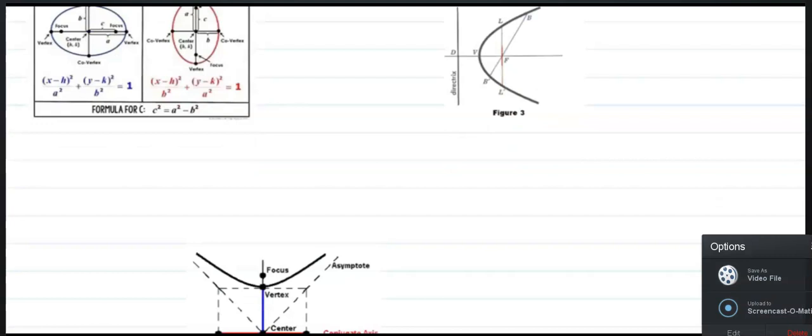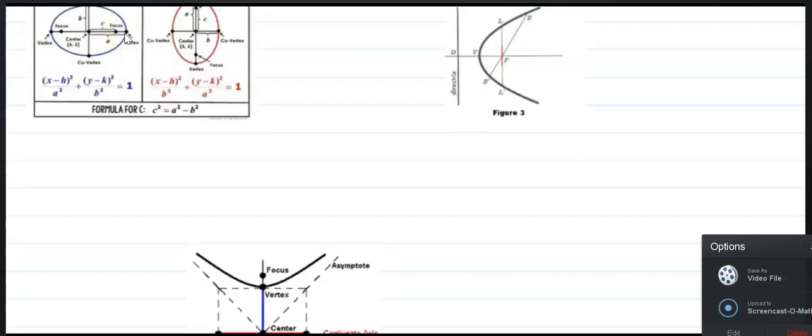Now see this here. We take here the parabola. This is symmetrical about the x-axis. It intersects at this point and this is called the vertex of the parabola. The vertex of the parabola. Here is also the vertex of the parabola. This is the vertex of the parabola.